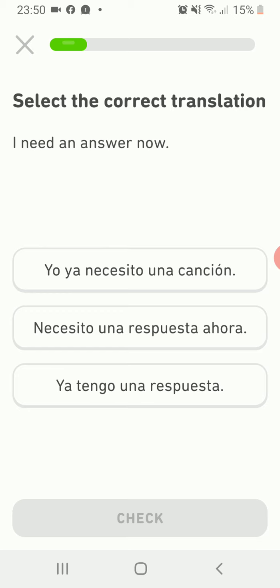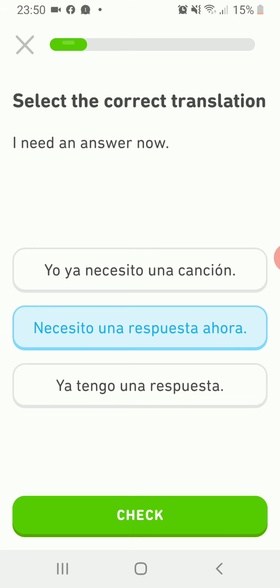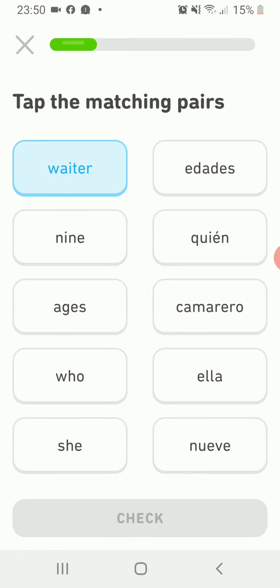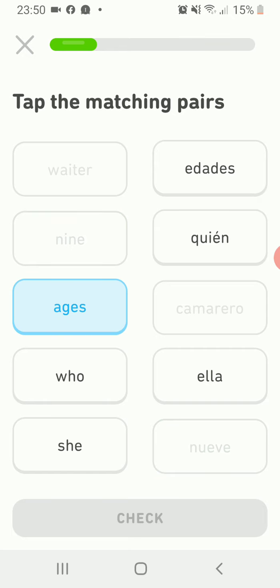Select the correct translation. I need an answer now. Necesito una respuesta ahora. Waiter is camarero. Ages is edades, I think it's edades. This is something that I'm not familiar with. Edades. Ages.